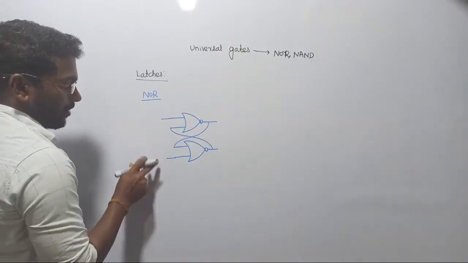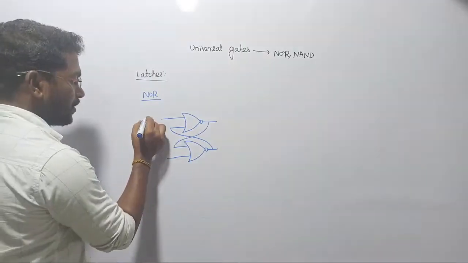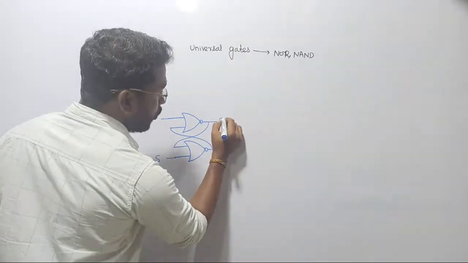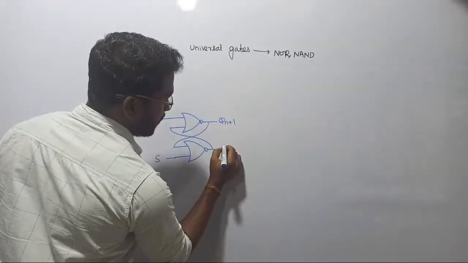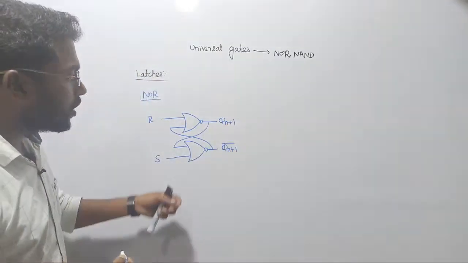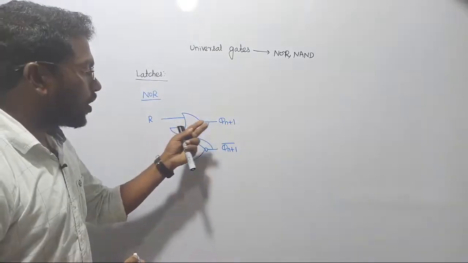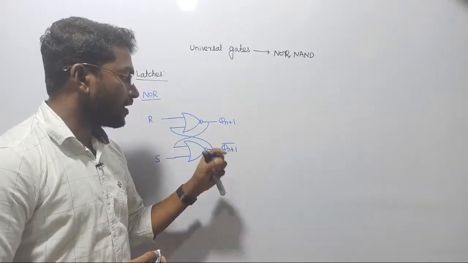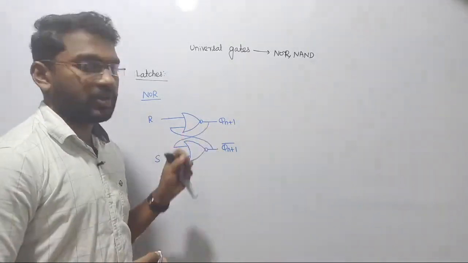So let me call them. Here we are going to consider two names. This is called reset and this is called set, and the outputs are simply called Qn+1 and Qn+1 bar. In a sequential circuit, usually we have two types of outputs. One is Qn+1, which denotes the present output, whereas Qn+1 bar is called the complement of the present output, right?